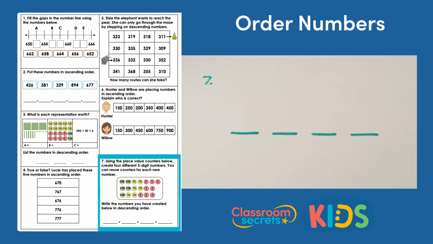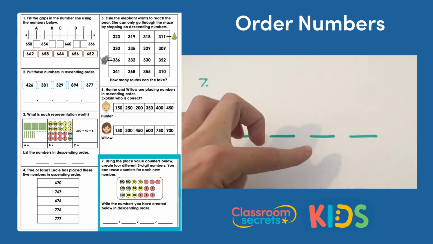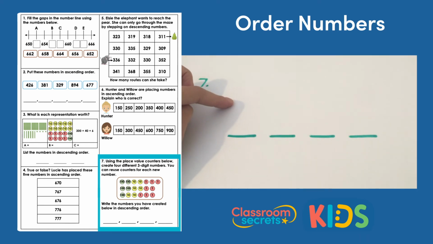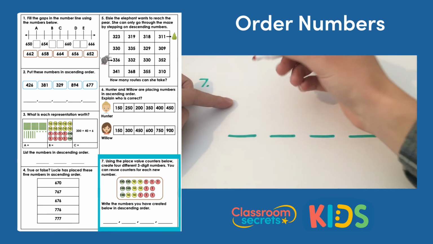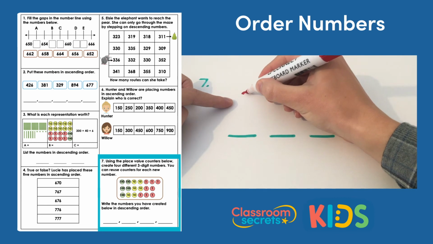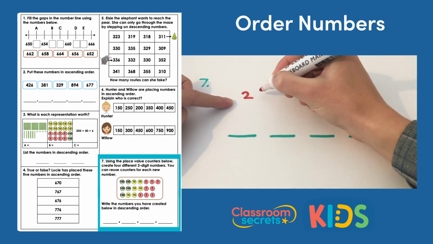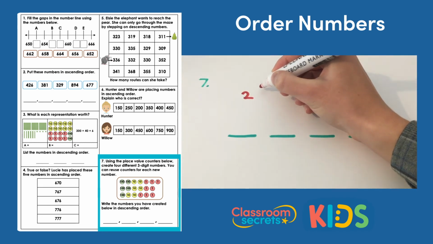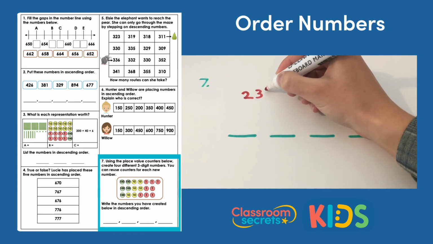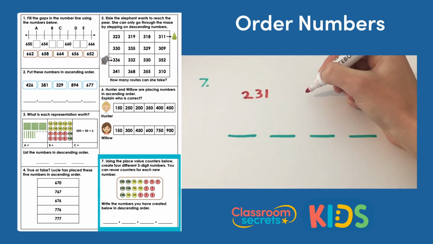And then we need to write those numbers in descending order. So that means we start with the largest and get to the smallest. So let's come up with 4 numbers first, and then we'll put them in order here. Remember, they need to be 3-digit numbers. So I can make 200 using 200s. I can use 3 tens and a single one, 231.